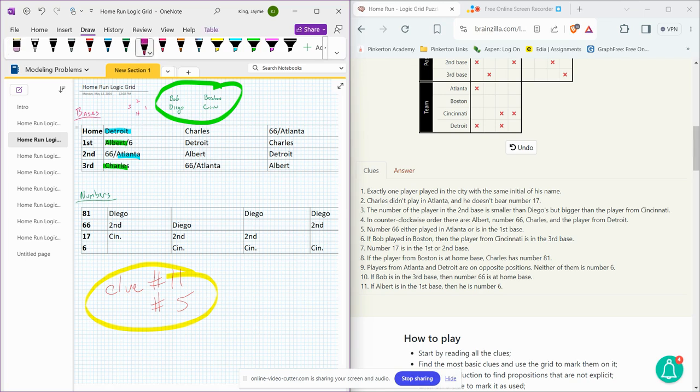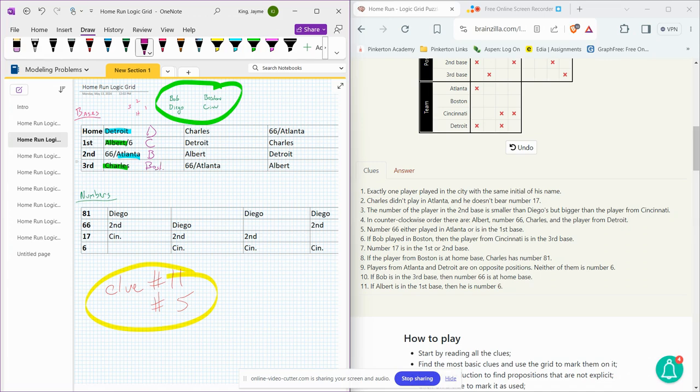If Diego's in Detroit, what does that mean? That means Bob is going to have to be in Atlanta, because that's the only spot that doesn't have a name. Then Cincinnati can't go with Charles, because if it did, we'd have 2 with the same city that matched. So Cincinnati would have to go there, and then Boston would have to go here.